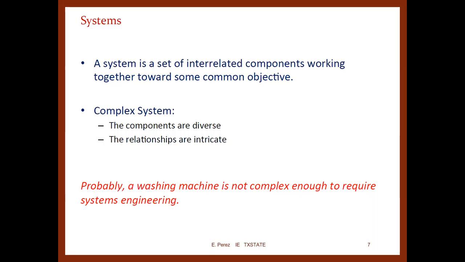A complex system involves components that are diverse, and also those have relationships that are intricate. So for example, a washing machine is not complex enough to require systems engineering. It's a system that we have used for many years and is well understood. So maybe the components are not as diverse because they have become already well known. There's no need for you to develop a new component or a new system within the washing machine. So from that perspective, we can say that it's not complex. If you look at the structure of many different brands, you will see the same type of system. So a washing machine is not complex enough to require the level of understanding or the discipline of systems engineering.